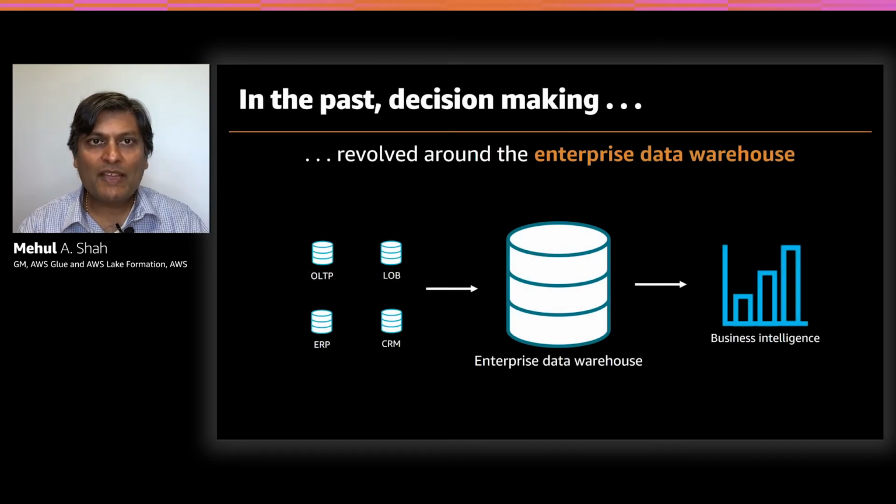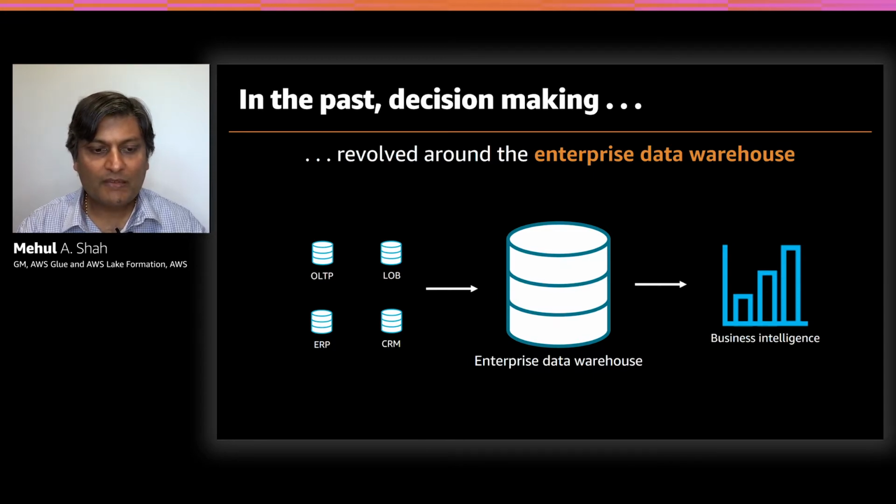So if you go back in the past, enterprises used to do decision-making using enterprise data warehouses. It was the central information hub around which all of their decision-making revolved. They would take all of the data that's coming in from their operational databases, their structured relational databases, push it through an ETL process, load that data into a single schema in an enterprise data warehouse, and then analyze that data using SQL reporting tools or business intelligence tools to understand the state of their business and how they could optimize their business.